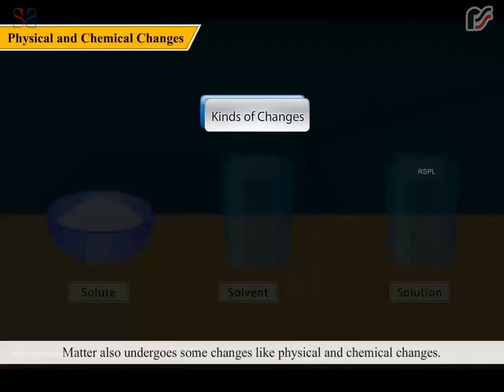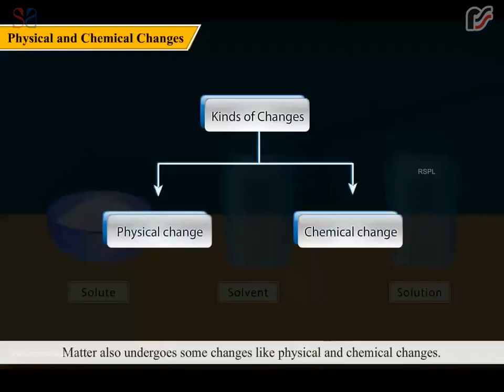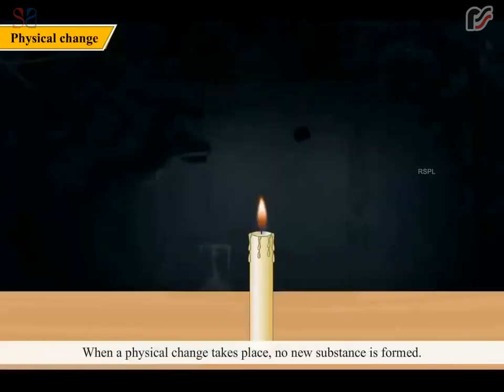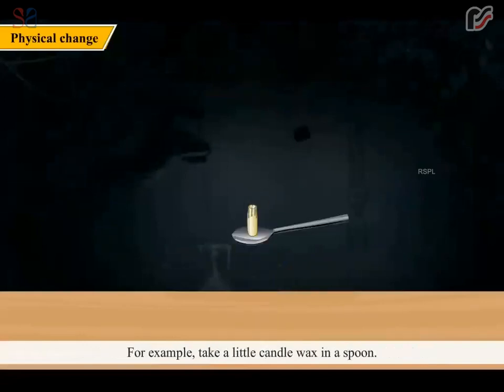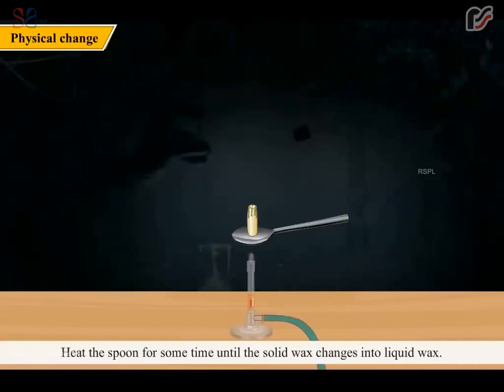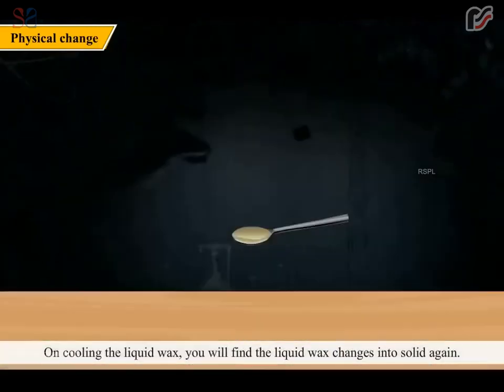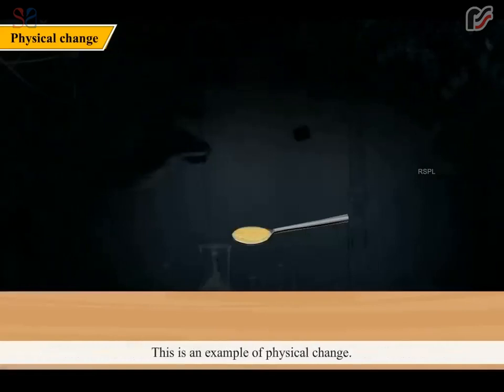Matter also undergoes some changes like physical and chemical changes. When a physical change takes place, no new substance is formed, but there may be a change in the size, shape or state of the substance. For example, take a little candle wax in a spoon. Heat the spoon for some time until the solid wax changes into liquid wax. On cooling the liquid wax, you will find the liquid wax changes into solid again. This is an example of physical change.